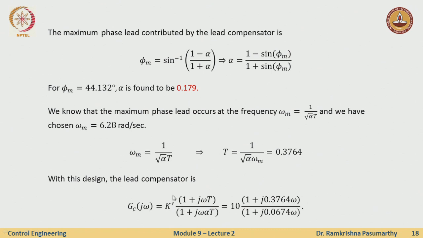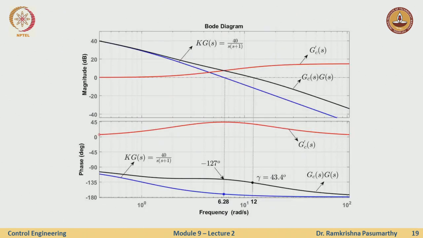Now, I know K prime, I know omega. So, I don't really need to know omega, I know the omega m. Based on this omega m, I compute what is alpha and what is T, and this is how my compensator would look like. Okay. Now, let us verify if this is actually helping me get the desired phase margin or not.